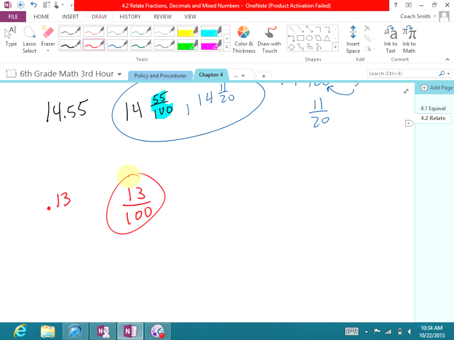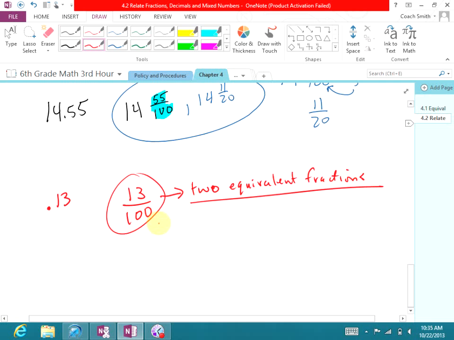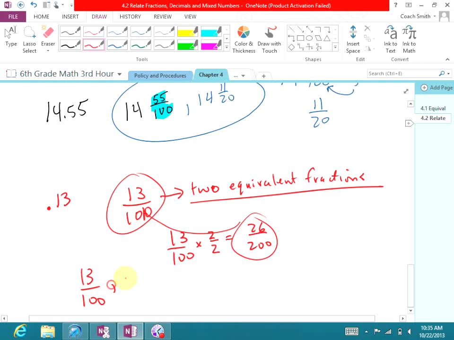Okay, now, as I read the directions, they want you to list two equivalent fractions. Okay, so I have to take the 13 over 100 and do what I did in 4.1 and multiply it by 2 over 2, which is equal to 26 over 200. So this, along with the 13 over 100, is your answer. There's only one of those. I think that's the only one in the work that you have to do that to.